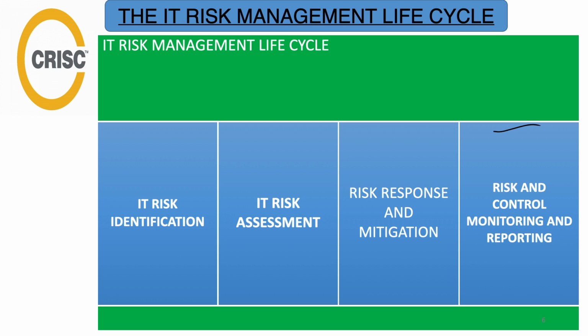Right? In this cycle, we can see that first will be IT risk identification, then IT risk assessment, risk response and mitigation, and last, risk and control monitoring and reporting. Friends, an easy way to remember these steps in the risk management life cycle is to use the acronym IAMM. The first I signifies identify, second assess, third mitigate, and fourth monitor. So let's discuss one by one.